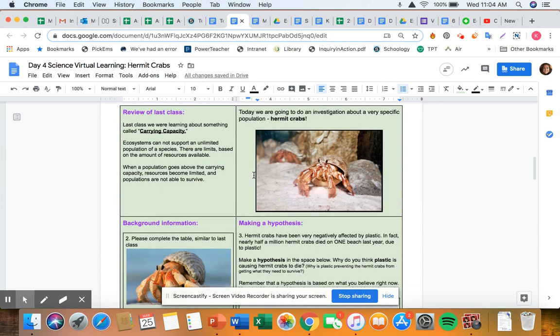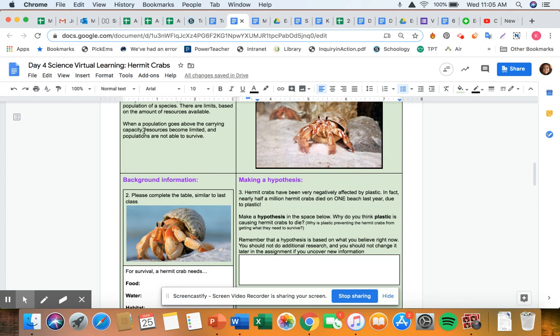Okay, so moving on to the new stuff for today, we're going to continue looking at carrying capacity and the way that resources can affect the population of a species. And today we're going to be looking at a really interesting species called the hermit crab. This is a hermit crab. They are so adorable. You usually find them on beaches, and they live inside these little shells.